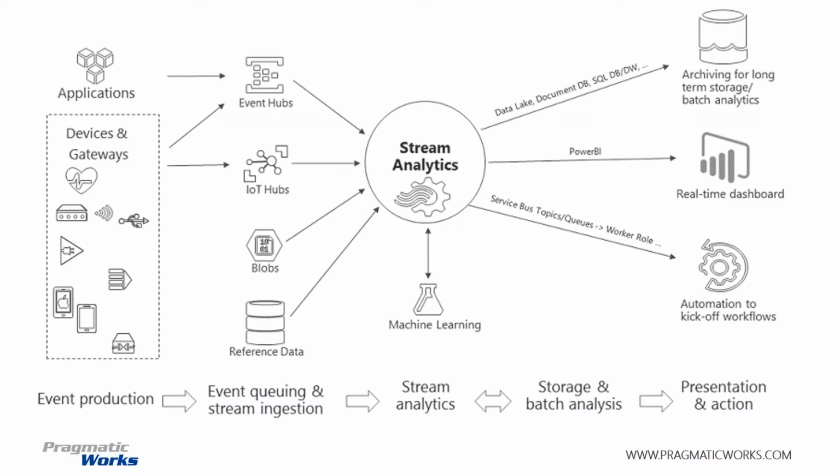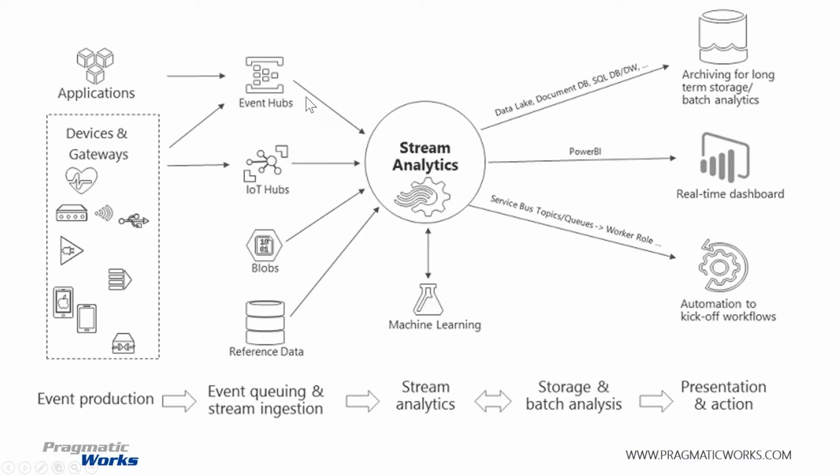Now, this is an overview of Stream Analytics and all the different pieces that go together to create a Stream Analytics solution. Over on the right-hand side, we have applications and devices and gateways. So we have some mobile phones, we might have some IoT devices. They're going to stream data into one of two things, either an event hub or an IoT hub, and we're going to talk about the difference between those two in a slide in a second.